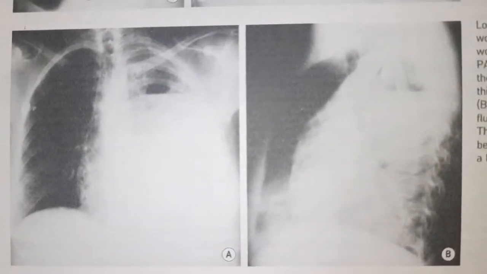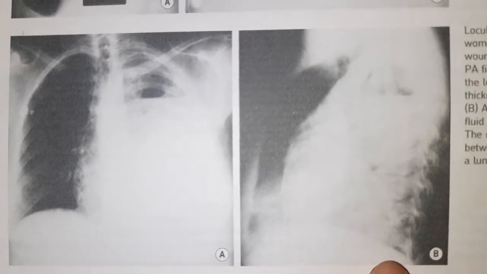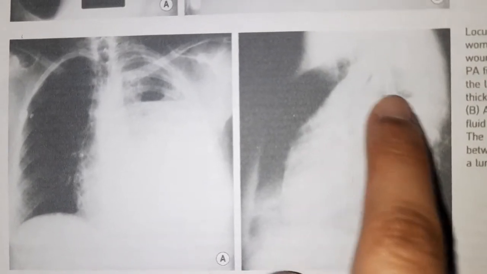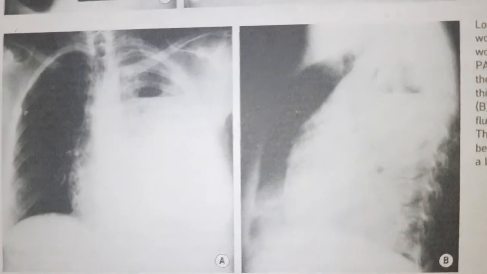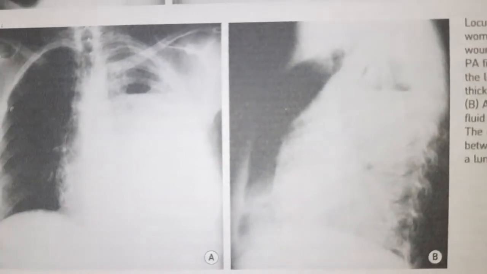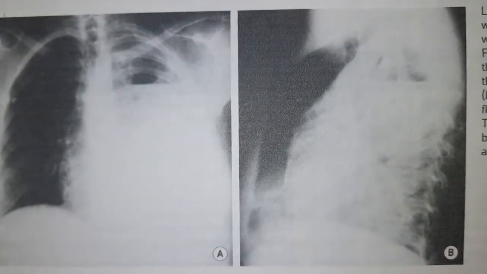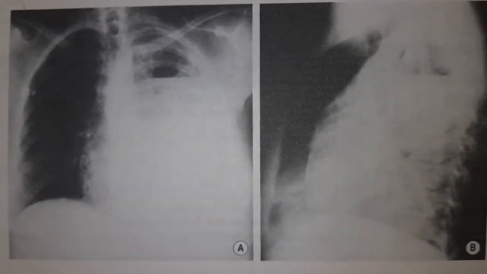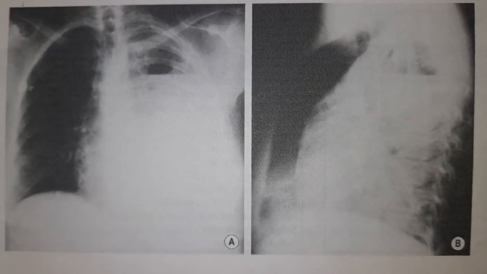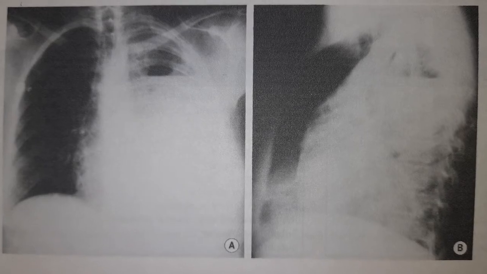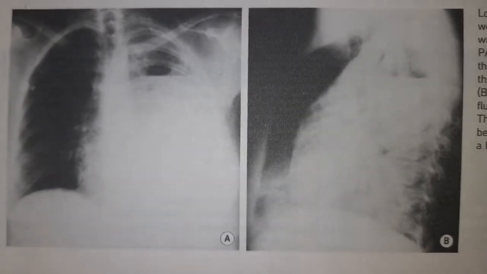Here, picture B shows the presence of the fluid levels which are posteriorly situated, and here you see pyopneumothorax here also. So this is about the pyopneumothorax, that is loculated pyopneumothorax.